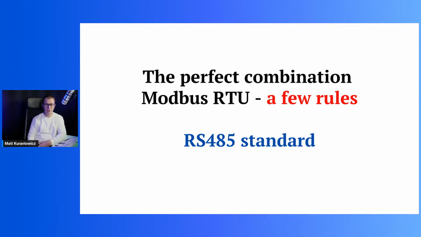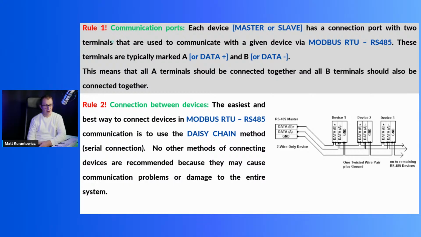What is the perfect combination for Modbus RTU? I have a few rules for you. The first rule is for communication protocol ports: each device, master or slave, has a connection port with two terminals that are used to communicate with a given device via Modbus RTU. These terminals are typically marked A plus or B minus. This means all A terminals should be connected together and all B terminals should also be connected together.